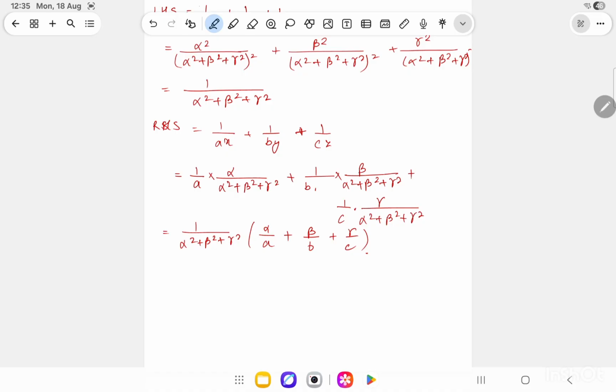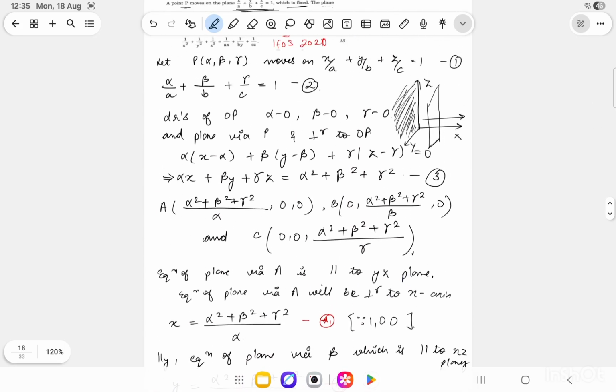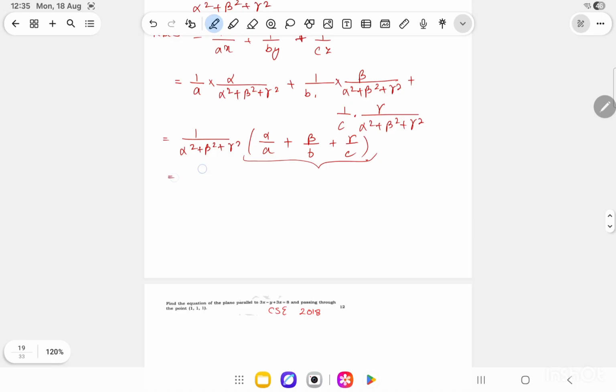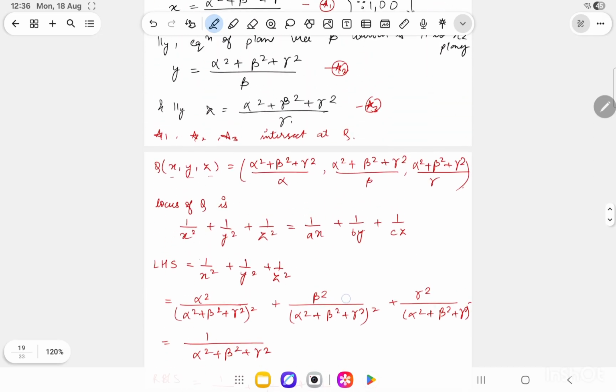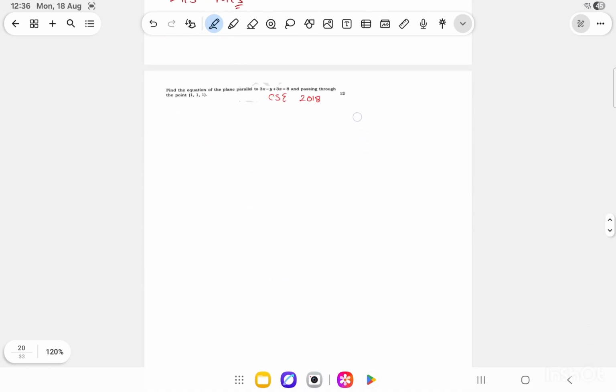Now I'm just supposed to eliminate this term from here. So if I see that I have this term equals to 1 because point P passes through the given plane, then if I just put this value equals to 1, I'll get my right hand side as well equals to 1 by alpha square plus beta square plus gamma square. So my LHS equals to RHS. So the locus of point Q is this only. So we have verified that that is the locus of the point Q. So let us move on to next question.